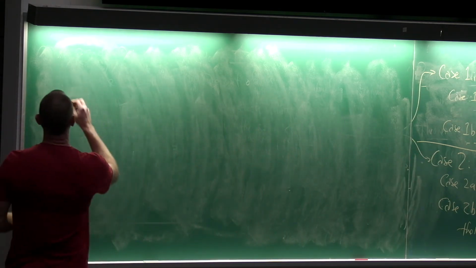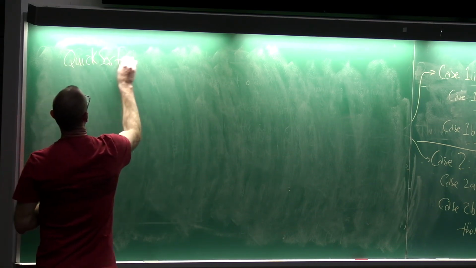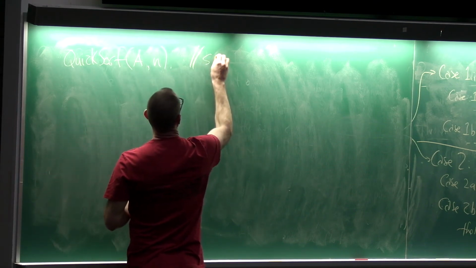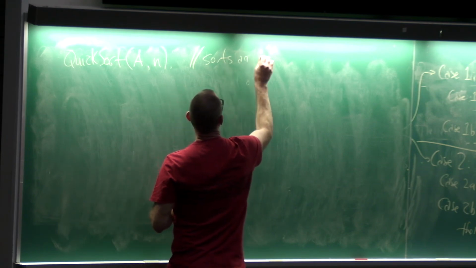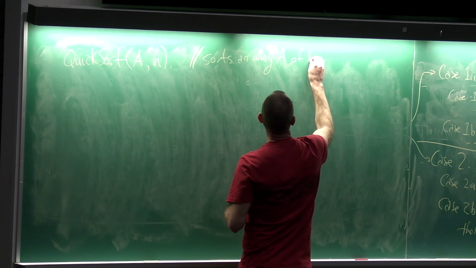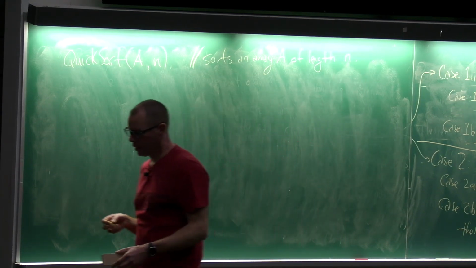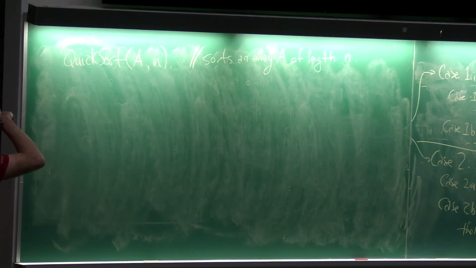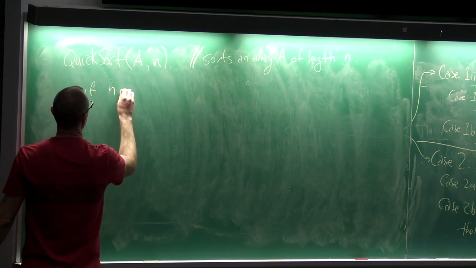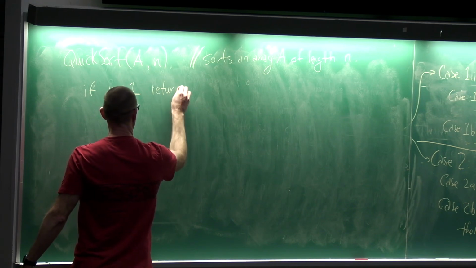Okay, so here's something else we'll look at in this course. You may have seen this before. The Quicksort algorithm sorts an array A of length n. And Quicksort is a recursive sorting algorithm that works as follows. If n is less than or equal to 1, just return A.